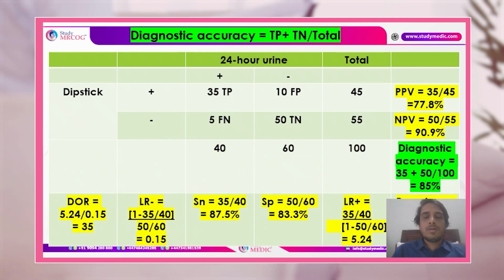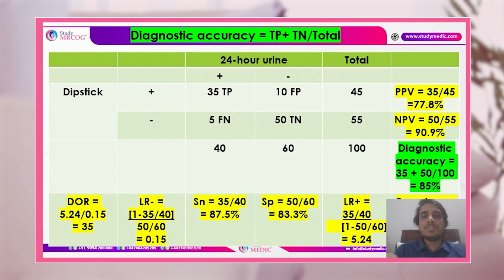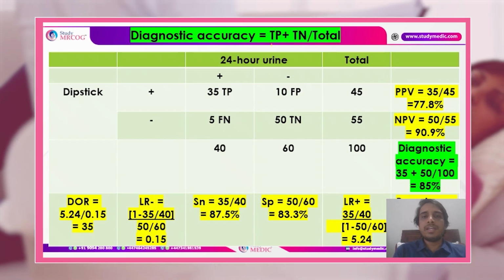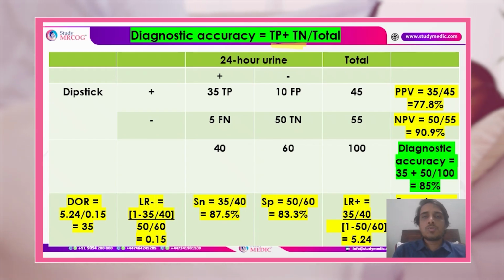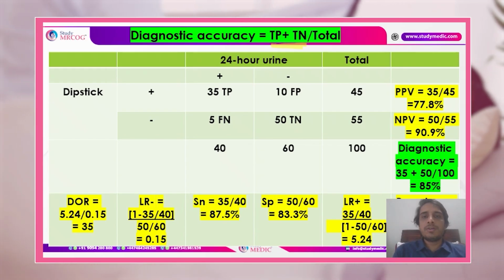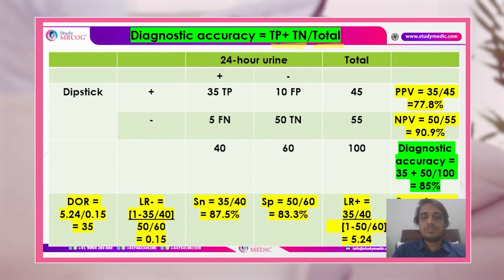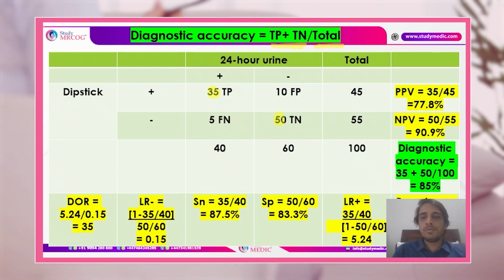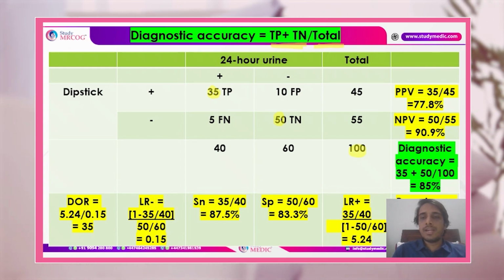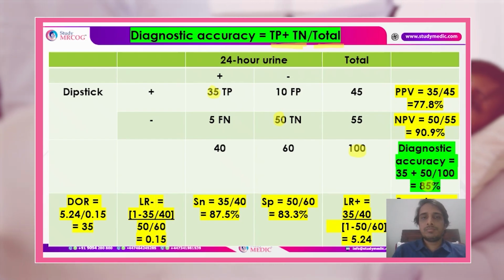Now there is one more, diagnostic accuracy, which is a diagnostic accuracy indicator: true positive plus true negative, that is those who are truly positive and truly negative, compared to the total. It comes to 35 true positive plus 50 true negative compared to the total. So around 85% is the diagnostic accuracy overall.